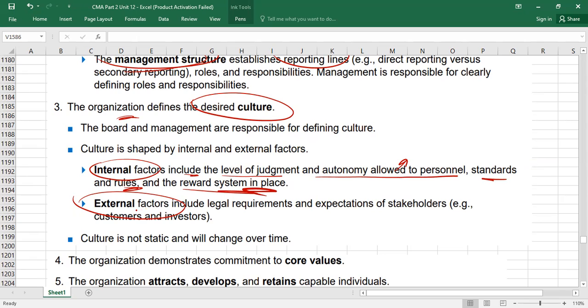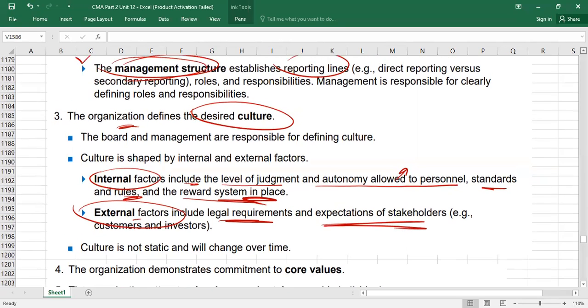And external factors are what? Legal requirements. Obviously, when you are defining the desired culture, you need to consider what the legal requirements are. You also need to consider the expectations of stakeholders, like what investors want from you, what customers want from you, what government wants from you, right? So this is the third thing you need to define.